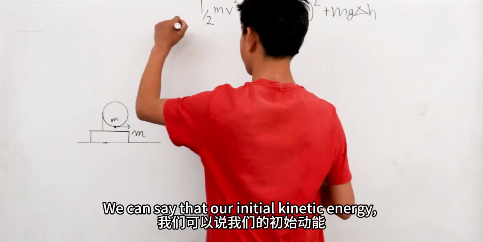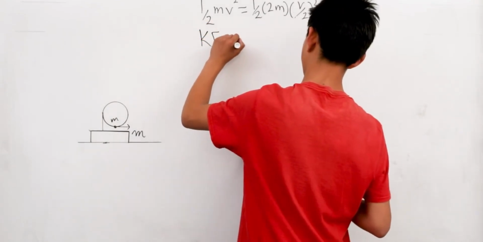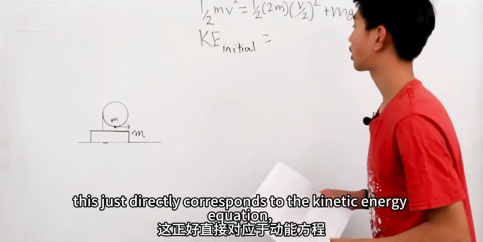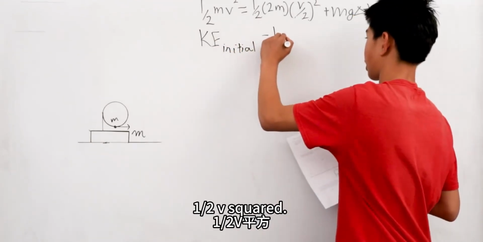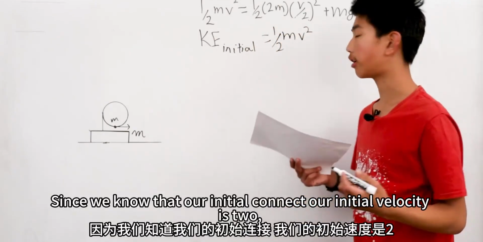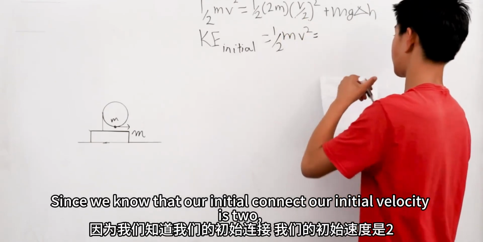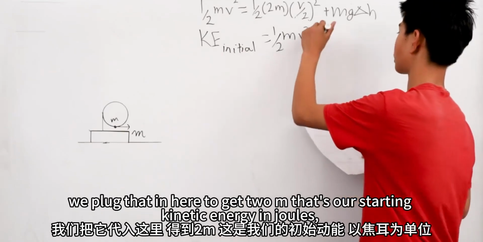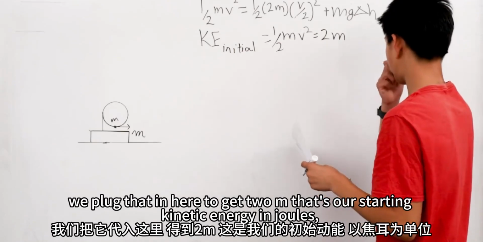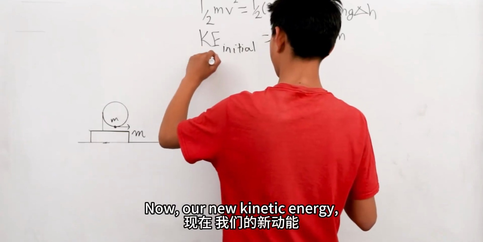So we can say that our initial kinetic energy, KE initial, directly corresponds to the kinetic energy equation, 1/2 mv squared. Since we know that our initial velocity is 2, we plug that in to get 2m, and that's our starting kinetic energy: 2m joules.